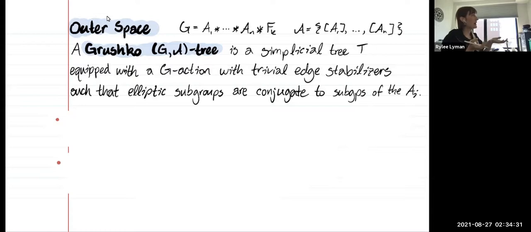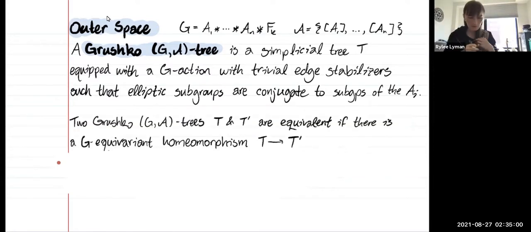If there were no A_i, what this would be saying is that we have a group, a free group, acting freely on a simplicial tree. And this condition here, this elliptic subgroup condition, we're basically saying these guys fix points of the tree, but nothing larger does. So the A_i and their conjugates are all of our maximal point stabilizers.